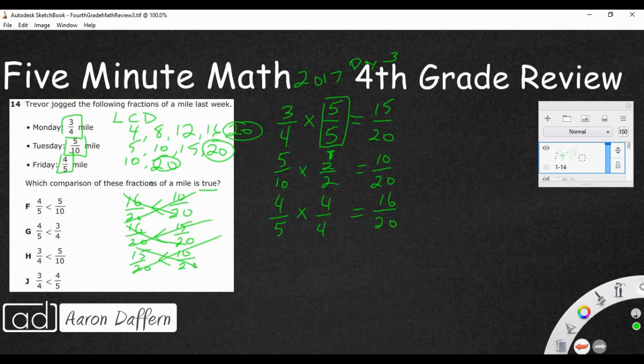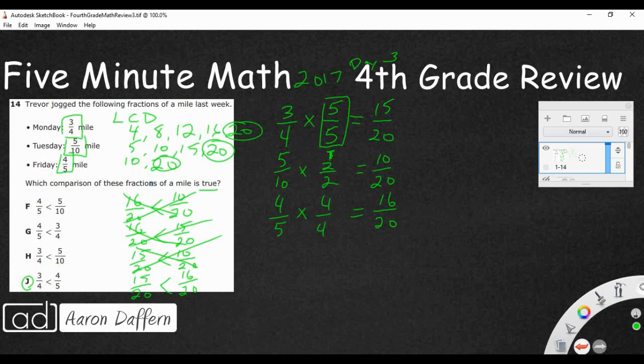Let's really hope our J is correct. So 3/4, 15/20, is less than our 4/5, 16/20. Now this is correct. 15 is just barely smaller than 16, so our answer is going to be this J.